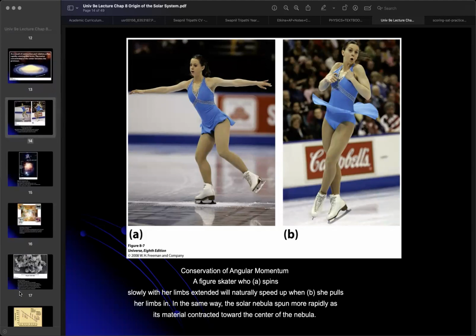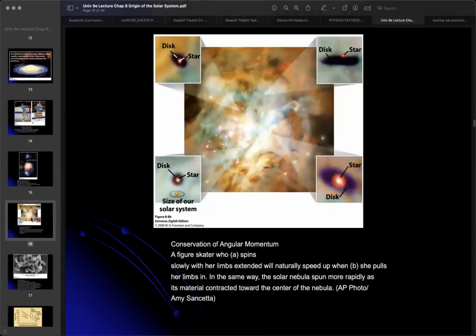So how do we learn about the formation of the solar system? We look at different places in the universe and we see different protoplanetary nebulas, protoplanetary disks, which are their own planetary systems in the process of formation, and we see that they are quite similar to our solar system.